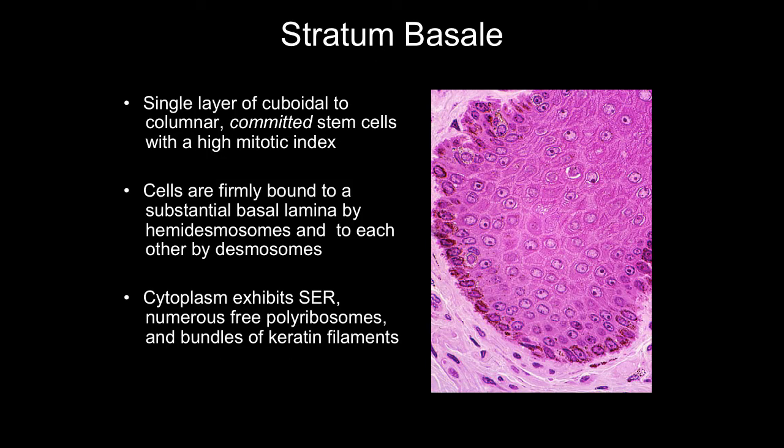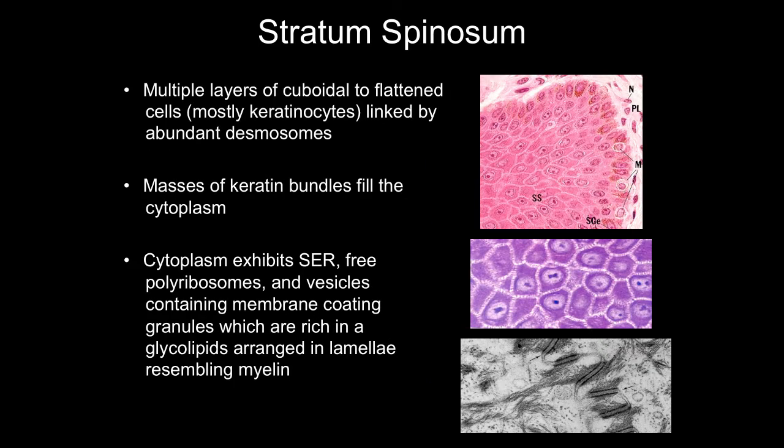Now, the stratum basale consists of a single layer of cuboidal to columnar cells. These are committed stem cells. They'll have a high mitotic index. The cells are firmly bound to a fairly substantial basal lamina. They're attached to each other by desmosomes, and they're attached to the basal lamina by hemidesmosomes. The cytoplasm of the cells in the stratum basale exhibits fairly substantial smooth ER, numerous free polyribosomes, and bundles of keratin filaments. The stratum spinosum consists of multiple layers of cuboidal to flattened cells.